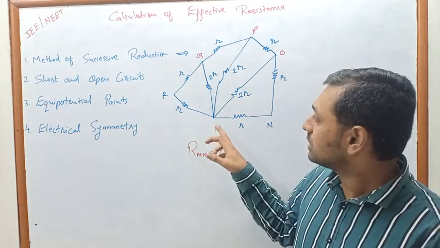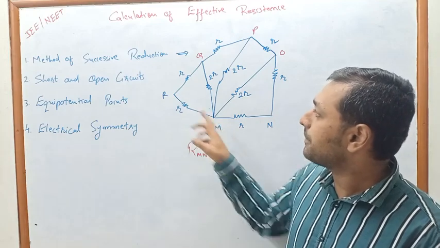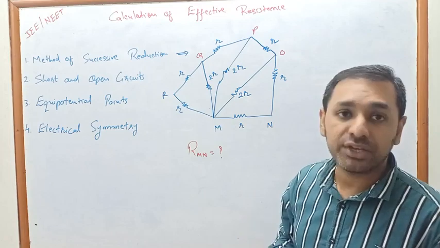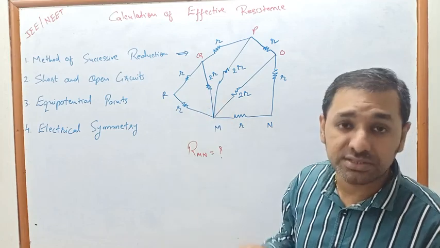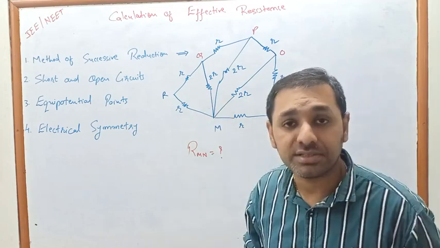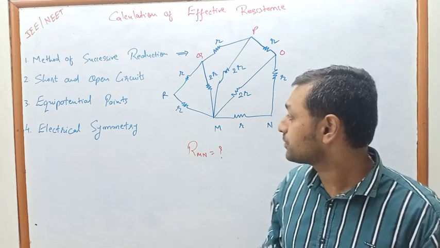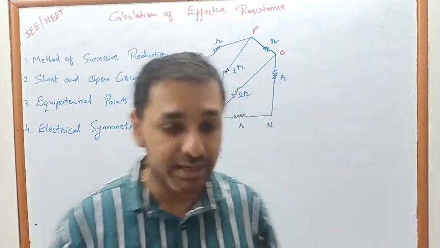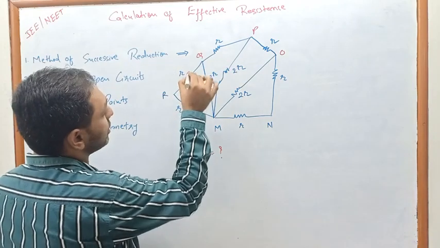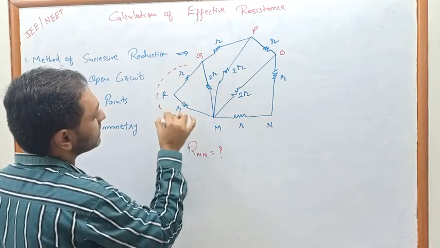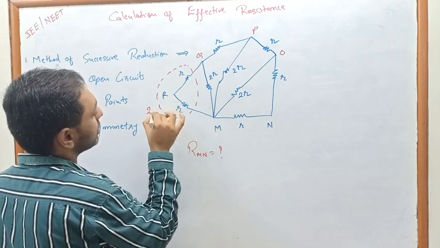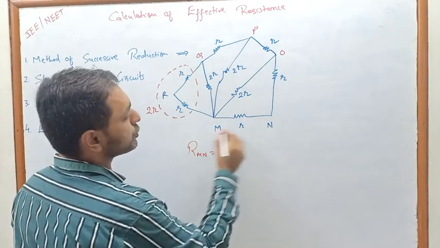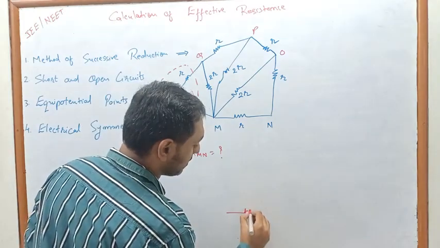So now this MR and RQ, these two resistors are in series. So instead of these two resistors, we can put one resistor whose value is 2R, because R plus R in series we have to directly add. So let us redraw the network.